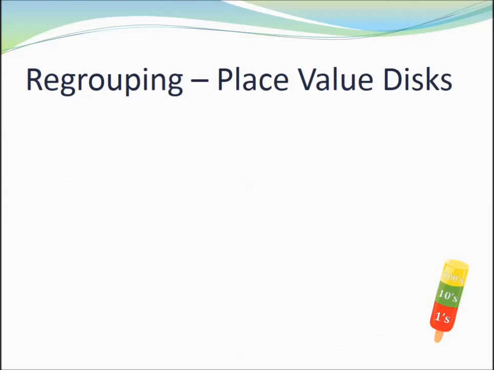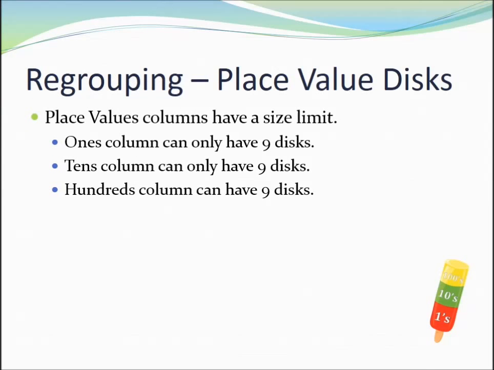As I mentioned in the previous slide, place value columns have size limits. That's why we have to regroup. You can only have 9 discs in your ones column, in your tens column, in your hundreds column. If you're doing thousands or 10,000s, whatever extra columns you're adding in the place value, they all have the same limitation. You can only have up to 9 discs in them.